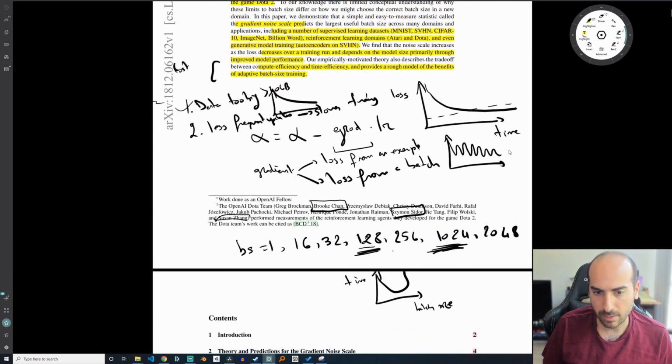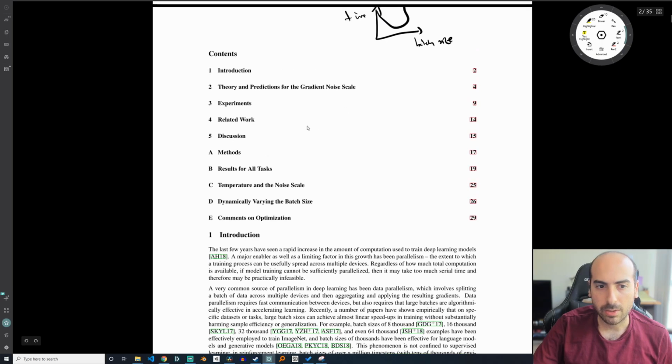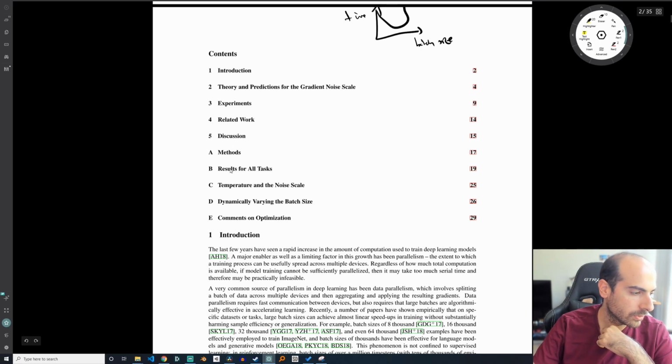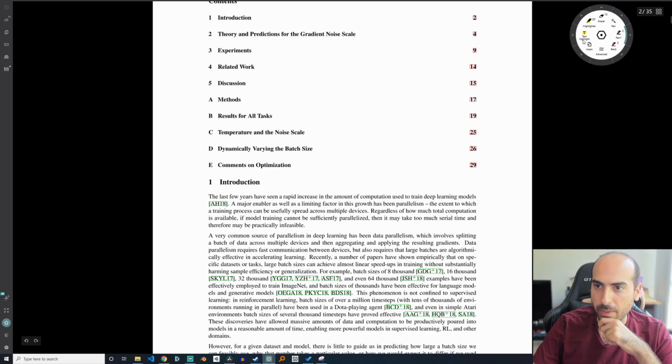So I think this is all fine and good, so let's just get to the meat of the paper. Okay, oh wow, it's a table of contents, I see. So the theory of gradient noise, some experiments, some related work, some discussion, and some methods. The actual paper itself is about 15 pages, but it's about an extra 15 pages for the appendix. Okay, right. So a major enabler has been parallelism.